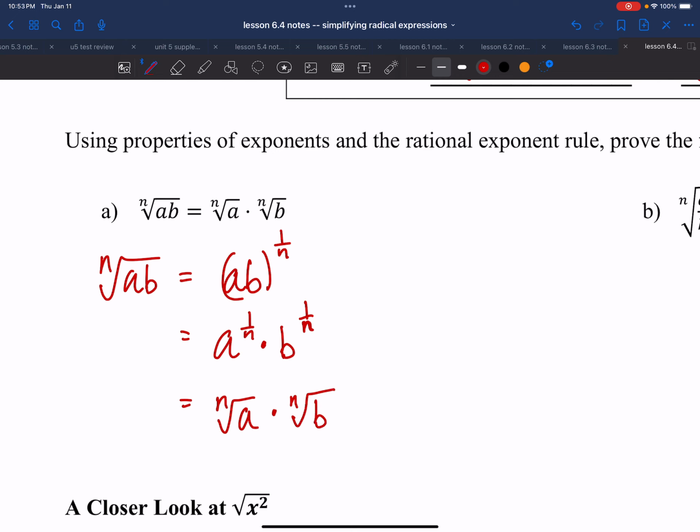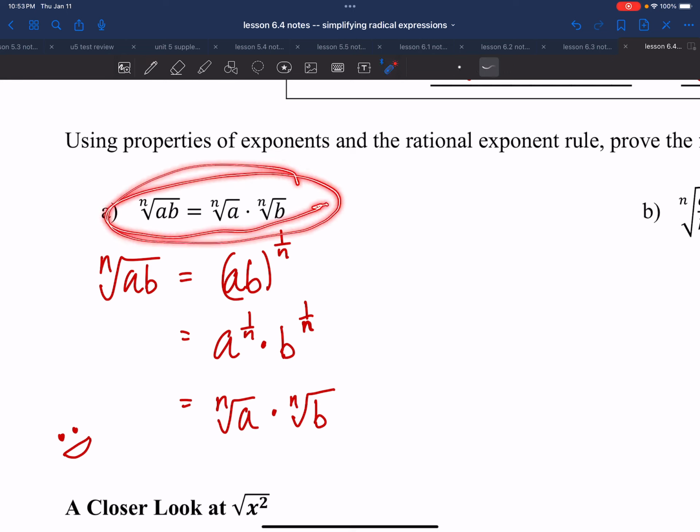And I did it. I say, hooray. How fantastic. So this is proven, right? We've proven that you can do this. You've been using this rule probably for a long time now because you use it in Algebra 1, but I'm pretty sure you use it before Algebra 1 as well.